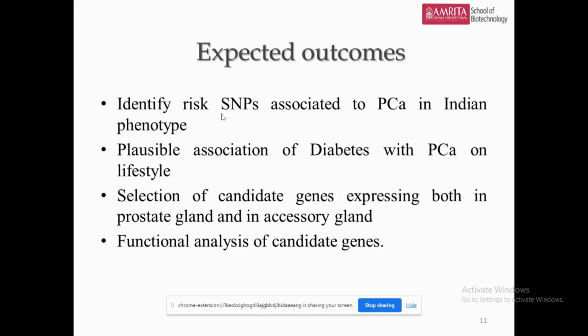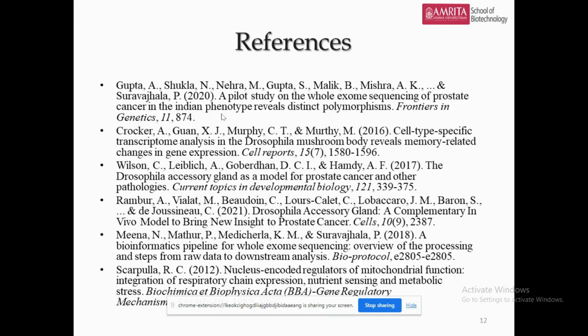Through this work, we are hoping to identify risk SNPs that are associated with prostate cancer in India, identify a possible association of diabetes with prostate cancer, and also identify cancer genes that are expressed both in the prostate gland as well as in the accessory gland, and also perform functional analysis of those genes to identify protein products or RNA products. These are some of the references.